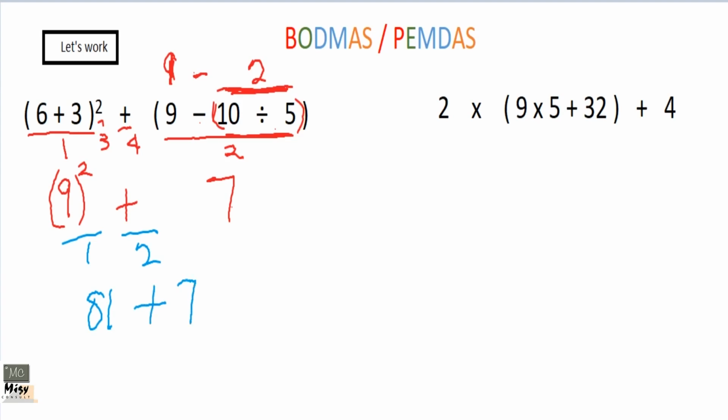9 squared is 81 plus 7 gives 88. And it's very easy. And you call the next one.